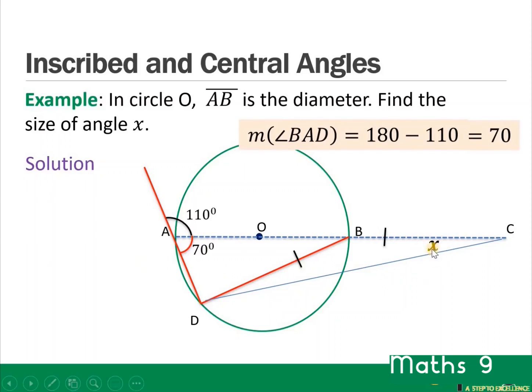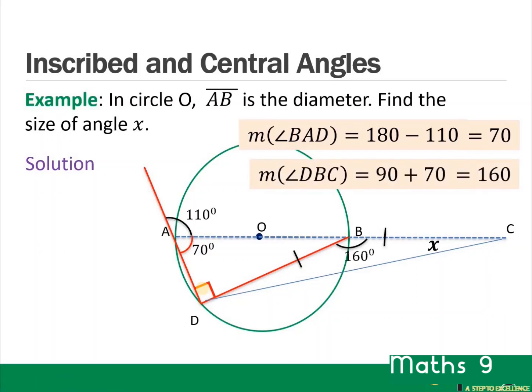Now, to find X, we really need to find this angle here. And to find this angle, it's the exterior angle of a triangle, so we can add together the opposite two interior angles. We know that this angle here is a right angle, so we need to add together 70 and 90. So angle DBC is 160. Now we have an isosceles triangle, so this angle here is also x. So x plus 160 equals 180, so x equals 10 degrees.